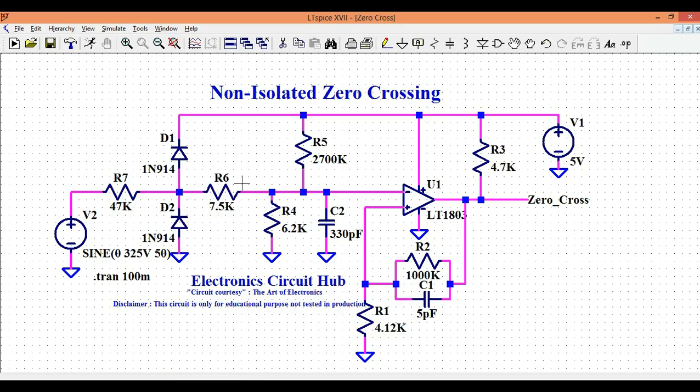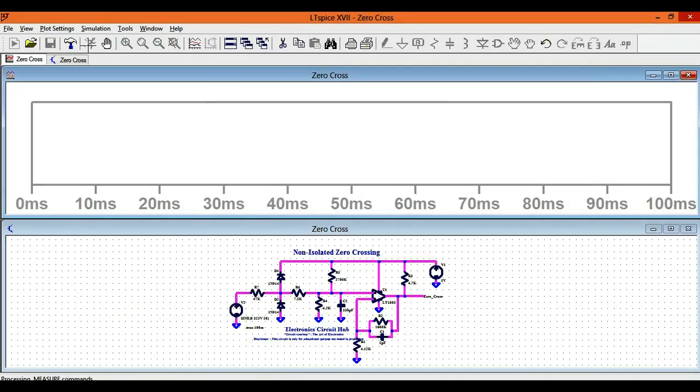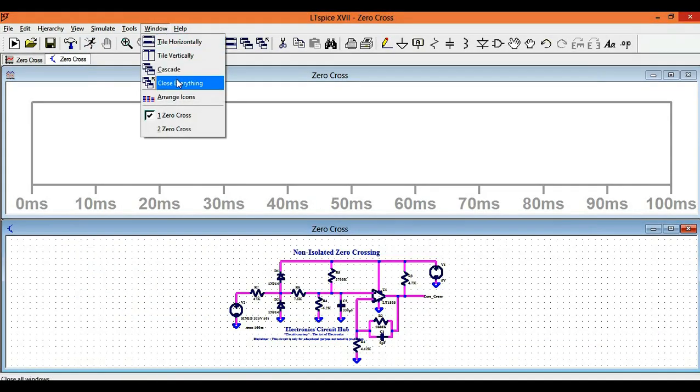And then we have R6 and R4. Again, R5 is a pull up to the inverting terminal. At the end, your input is connected to the inverting terminal. And then we have R2 and RT, which work as a Schmitt trigger to give hysteresis to the output. And this is R3, which is kind of an open collector, and I've connected it to the 5 volt. So let's run the simulation and look at the waveform.